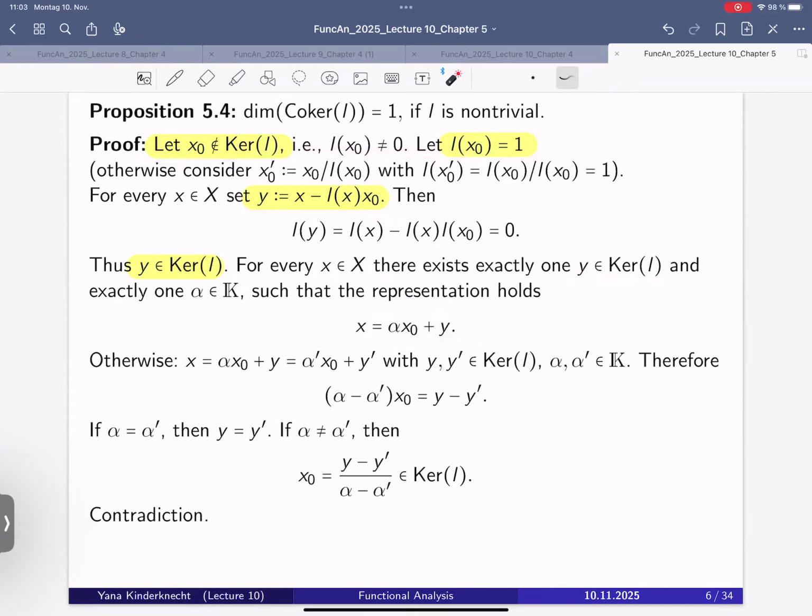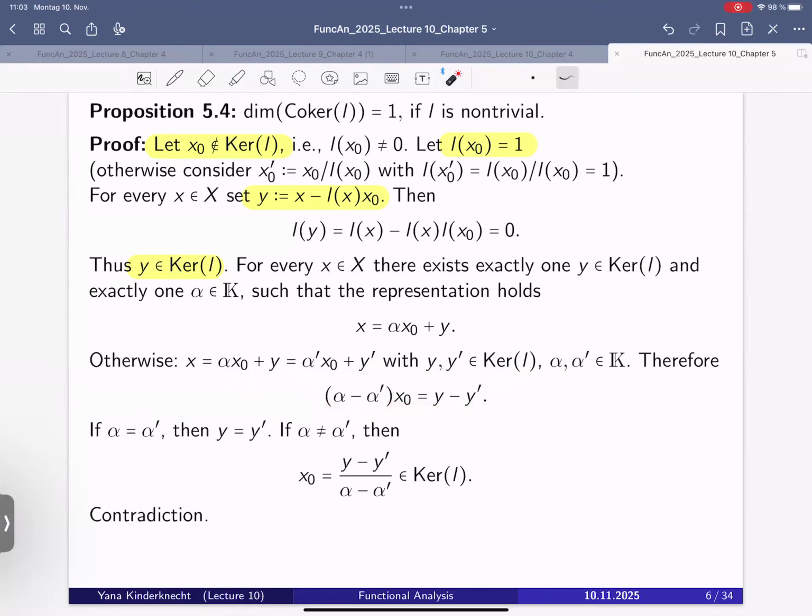So first let us show the uniqueness and then the existence. So better to say existence we have shown already. This is the existence. Now the uniqueness. So assume that there are two representations. So x is equal to such sum and for such sum for y and y prime from the kernel of L and two scalars. So from this identity we have that this holds. So alpha minus alpha prime times x0 is equal to y minus y prime.